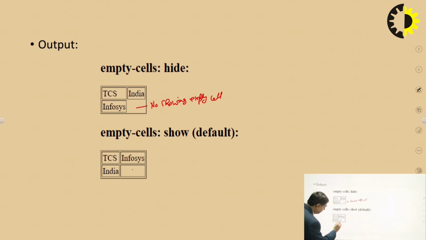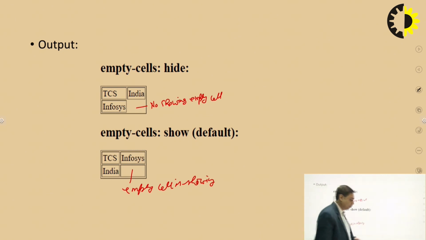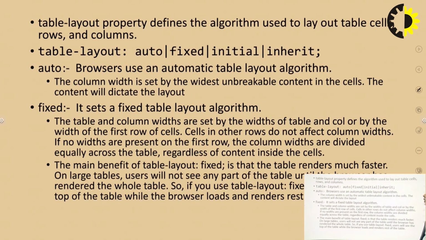So in this second case, the empty cell is showing. You can control the display of empty cells with the help of this property: empty-cells hide, empty-cells show. Next, a very important property is table-layout.